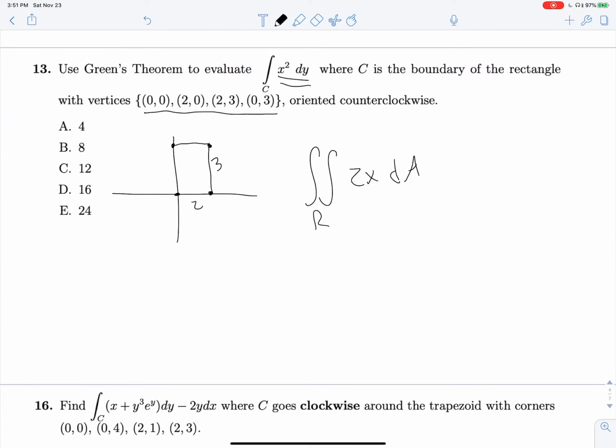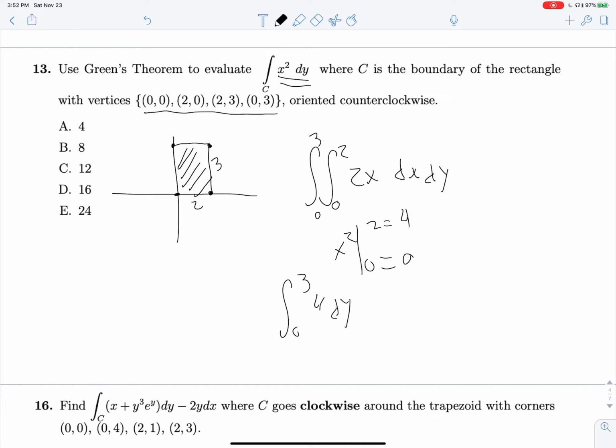And since this is a rectangular integral, not just rectangular coordinates, but like a literal rectangle that we're integrating over, we can just put dx, dy, x is running from 0 to 2, y is running from 0 to 3, and we can evaluate this real quick. So x squared on 0 to 2 is going to be 4, and the integral from 0 to 3 of 4 dy is going to be 12.